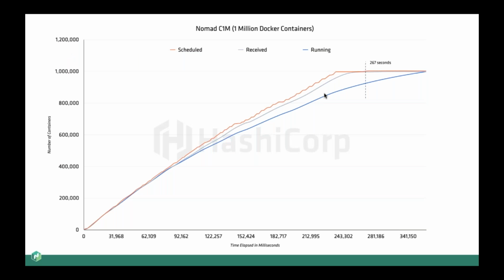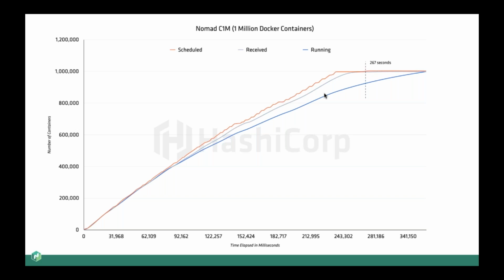And what we see is that Nomad, in fact, can do it. And so what you see here is 3 different lines. The leftmost line is the scheduler actually deciding where to place the job. The next line, the gray line, is Nomad notifying the client that, hey, you should be running this container. And the third line is the client acknowledging that the container is now started and running. And so what we see is that Nomad actually finishes the scheduling of all 1 million in under 5 minutes. And then shortly after that, in under 6 minutes, all 1 million containers are actually running.